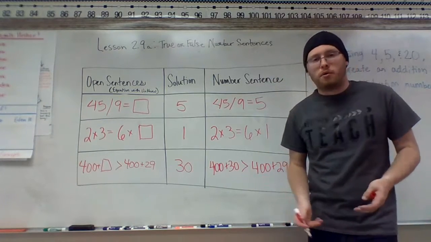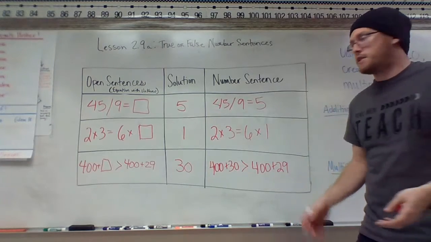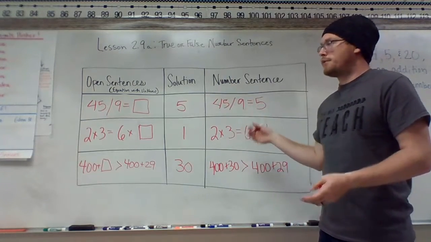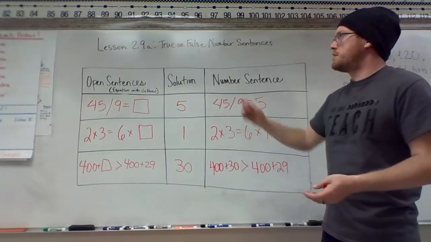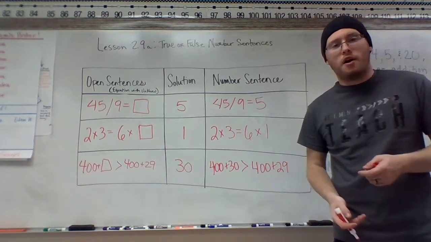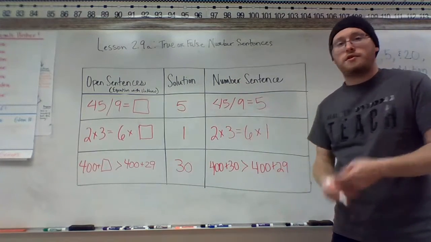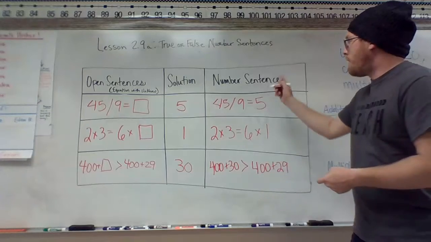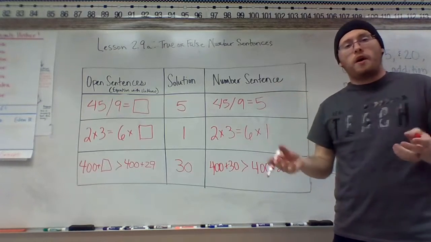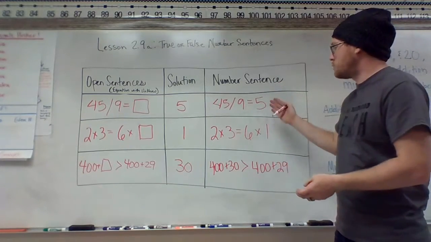So those are simple true or false number sentences in this kind of a lesson that we're doing. So we have open sentences, which are our equations with an unknown, our solution, which is our answer in this case, and then finally a number sentence that is our equation with the actual solution in it.